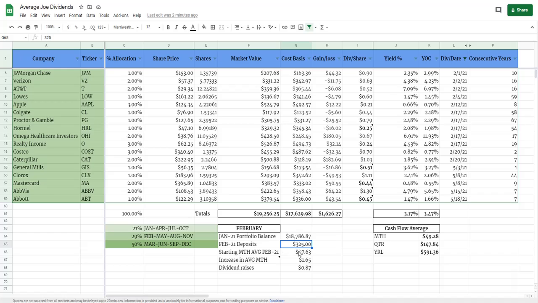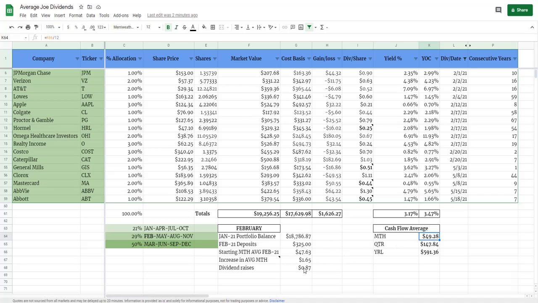So compared to last month, the average monthly rate calculated for this portfolio would be 47.63, and due to deposits, dividends, and raises, it's added an additional $1.65. So the new cash flow average should be averaging close to $50 a month going onward.